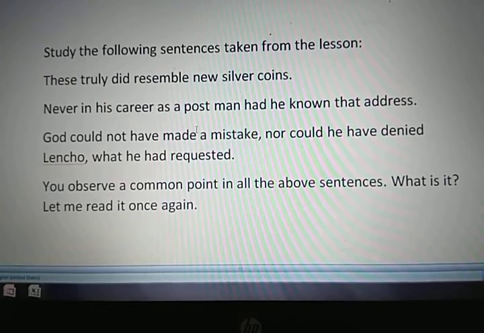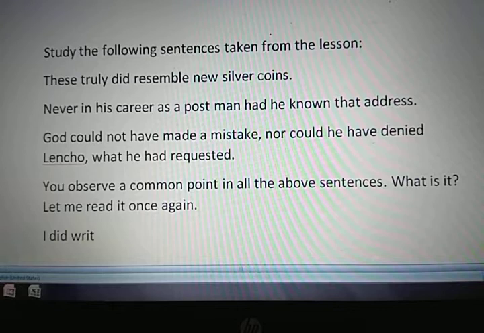we write like this. Suppose I want to say, I definitely wrote a letter to you. Then I say, I did write a letter to you. I did write a letter to you. Clear?